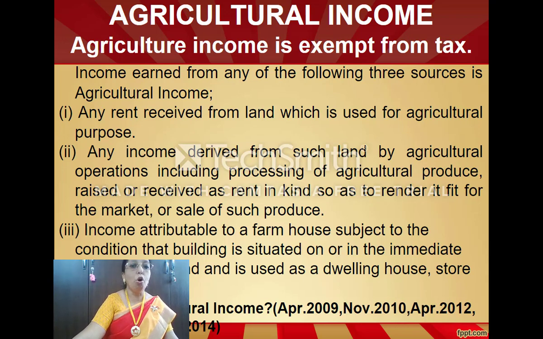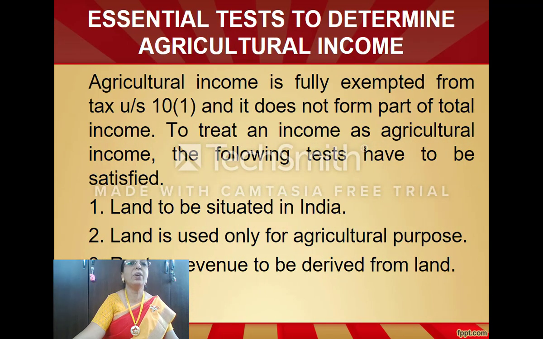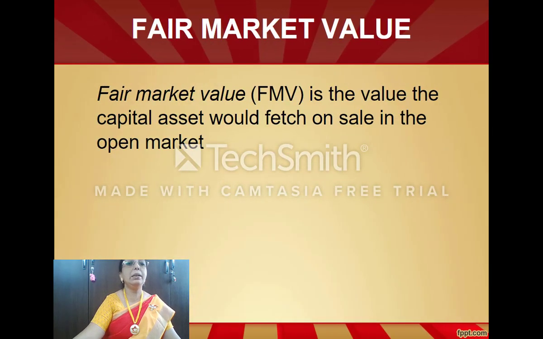So agricultural income is nothing but the income from the agricultural land, income from agricultural produce, or income from a building on the agricultural land or in the immediate vicinity, that is near the agricultural land, and which is used for agricultural purpose. Then the essential test of an agricultural income: the land should be situated in India, the land should be used only for agricultural purpose, and the rent or revenue is to be derived from the land. Fair market value is the value of a capital asset that would be fetched on sale in the open market. Fair market value is the value of the capital asset which it would fetch on sale in the open market.